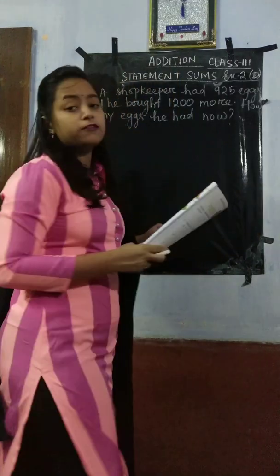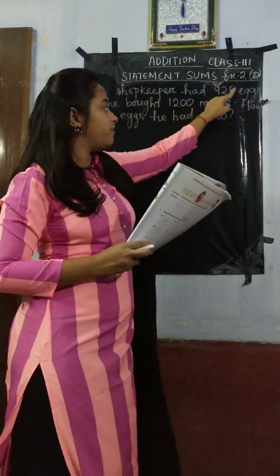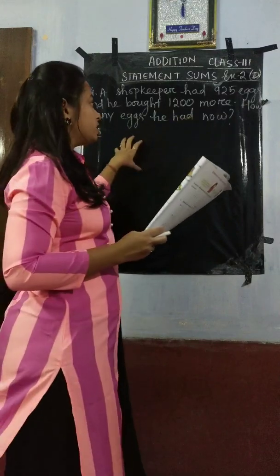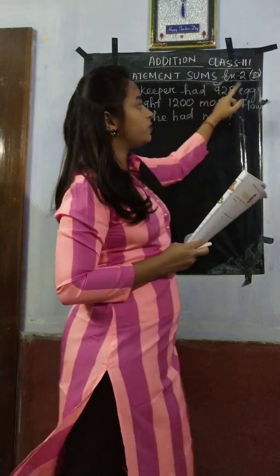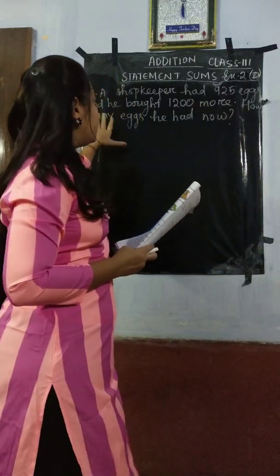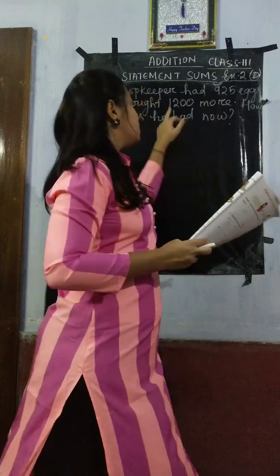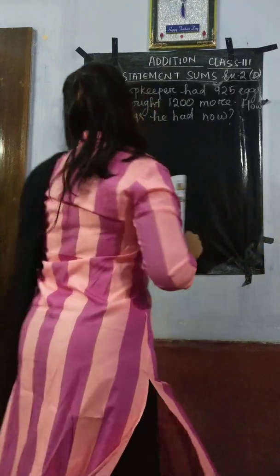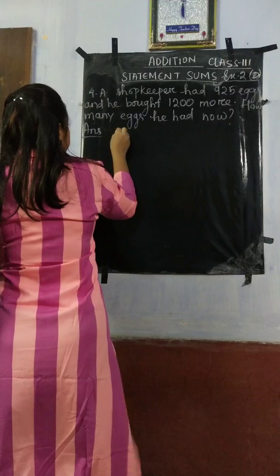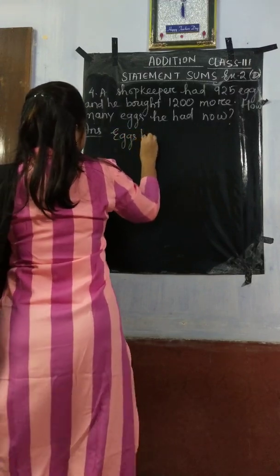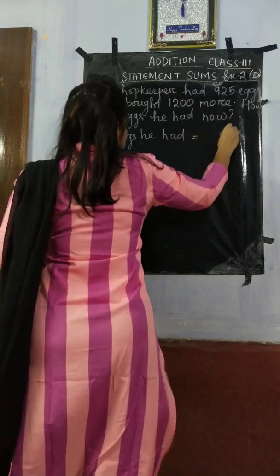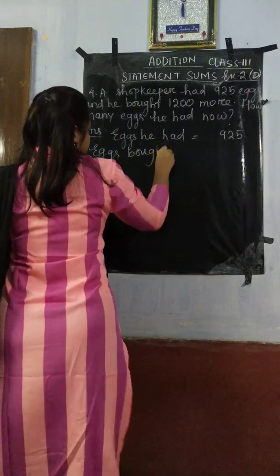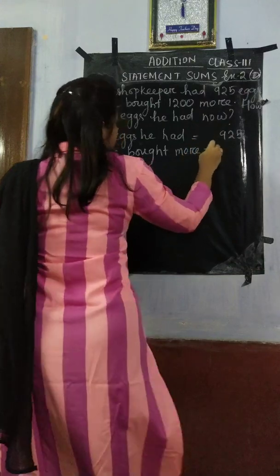Now question number 4, children. A shopkeeper had 925 eggs and he bought 1200 more. So how many eggs did he have now? The question has said that a shopkeeper had 925 eggs. So he already had 925 eggs and he bought 1200 eggs more. The question asks how many eggs he had now. So let's do it. Eggs he had equals to 925. Eggs bought more equals to 1200.